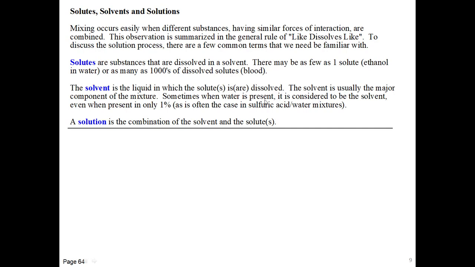Now water is so important that sometimes, even if it's there in a tiny amount, they call it the solvent. Say like with sulfuric acid. With sulfuric acid, they actually refer to water as the solvent, even though it might only be 1%. Okay, now solution is the combination of the solutes and the solvent. That would be the solution.